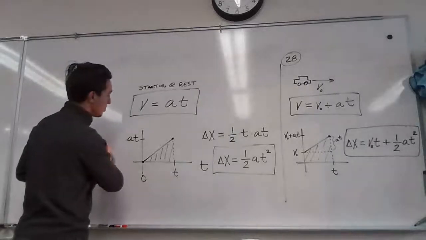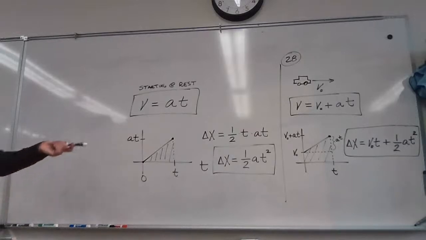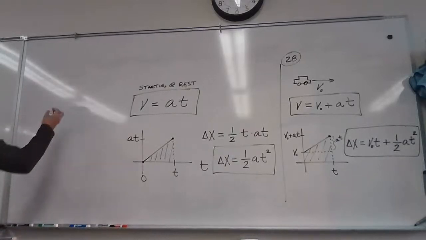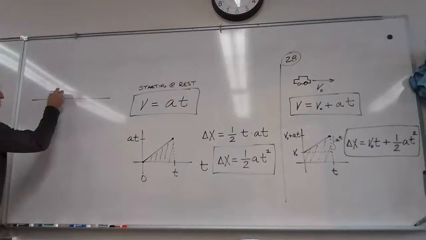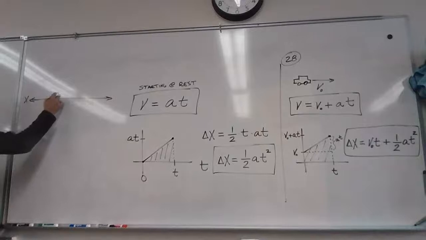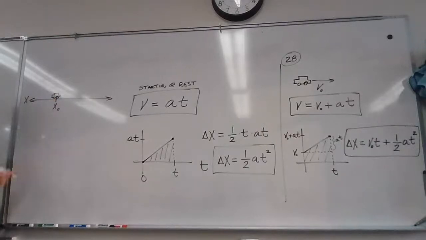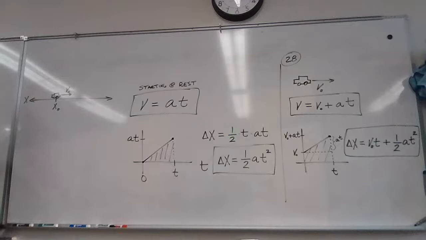This one's actually very simple. It might sound complicated, but there's very little we have to do to get this formula. Here's my particle or car or whatever object is moving. Let's say this is a number line, like the x-axis. Let's say it starts at x naught, some position. It starts off with a velocity v naught, and its acceleration is a. Don't we already have a formula for the displacement? So what's its position function then?